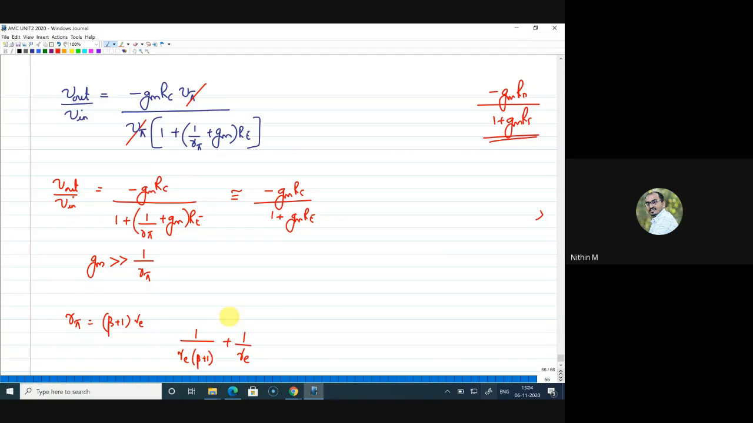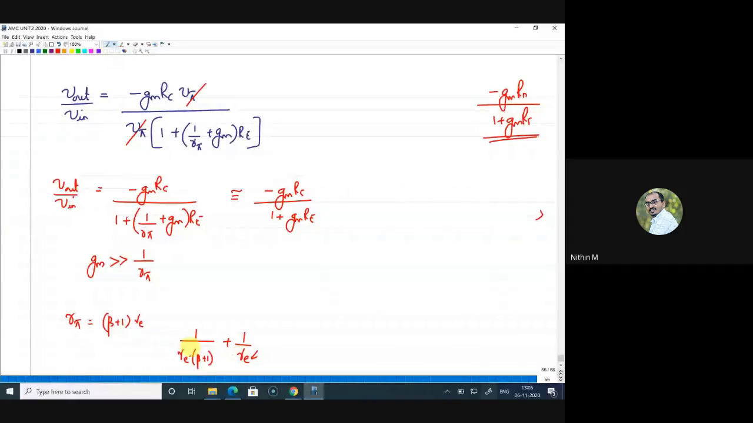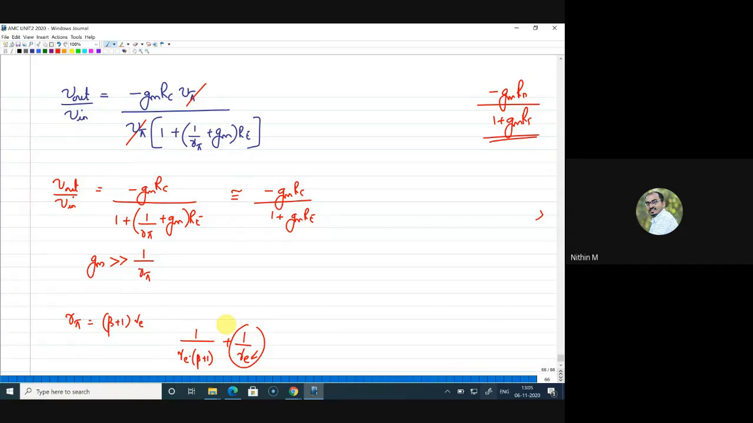So you can see gm is 1 by re, right? Now I have these two terms. re is small, but this is actually a large term. So out of this, this is just an approximation; this can be a significant term. I am just neglecting this 1 by r pi and writing it in terms of this. So it will be minus gm rc by 1 plus gm re. The expression remains almost the same.